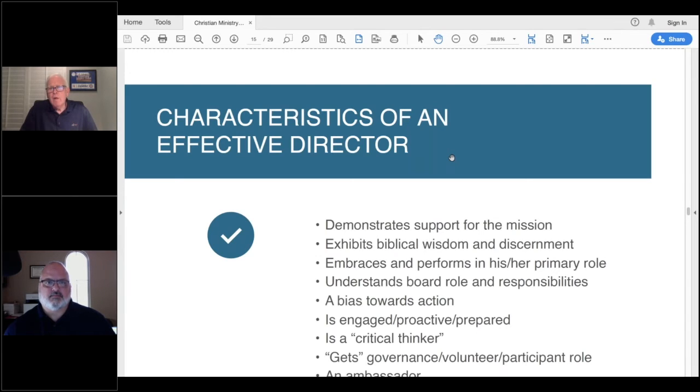So if you're part of a Christian ministry, the directors should act Christianly, and that's more than just pray at the beginning and pray at the end, and maybe pray for grace if there's a meal involved.